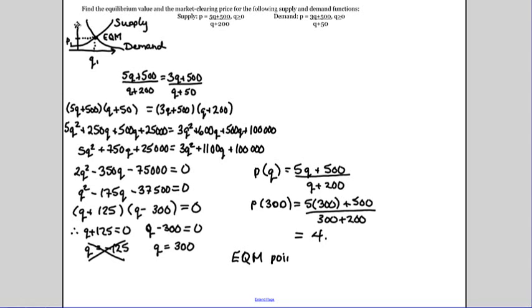Therefore, the equilibrium point is (Q, P), which equals (300, 4). And this completes the exercise.